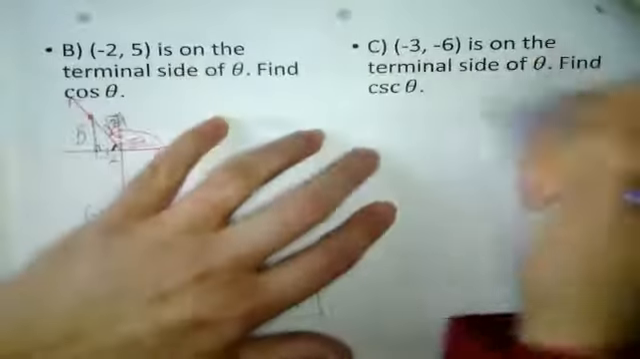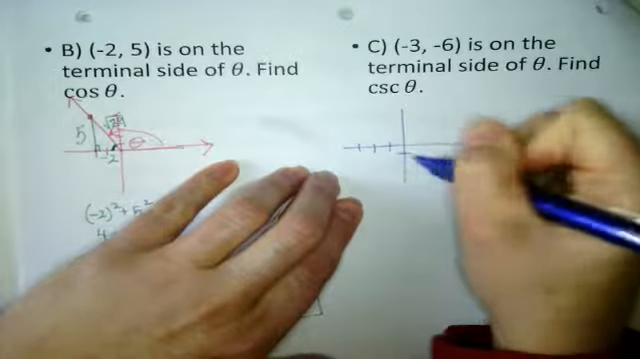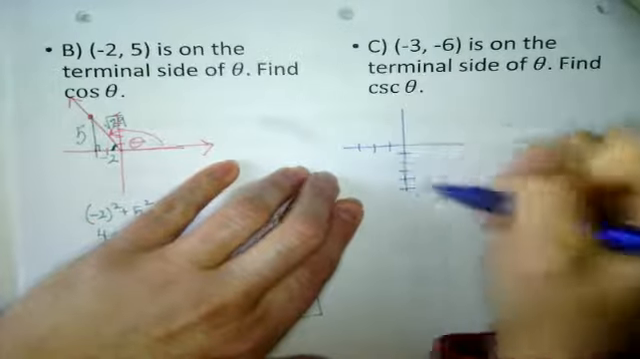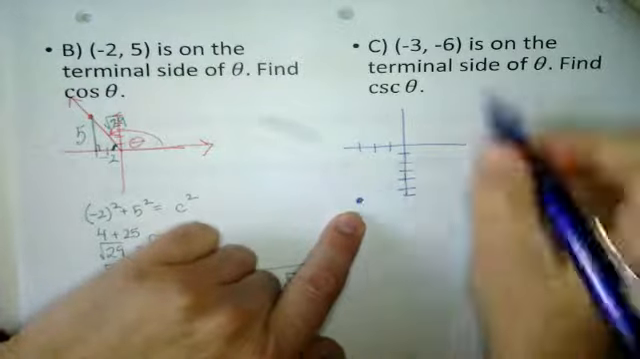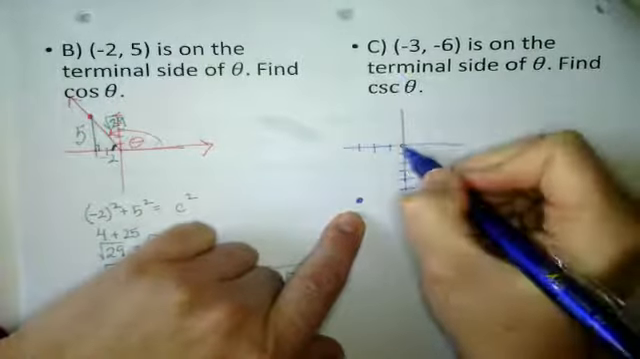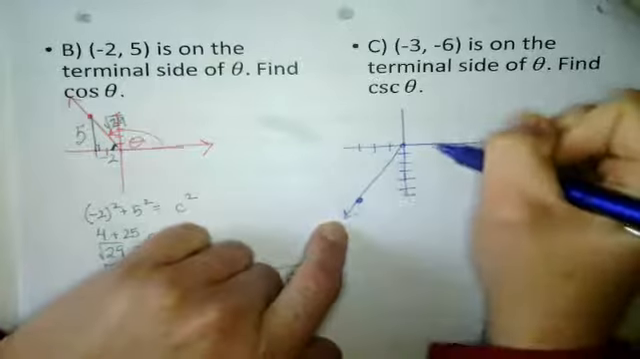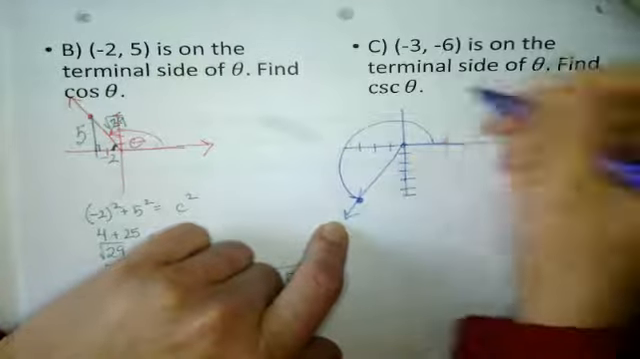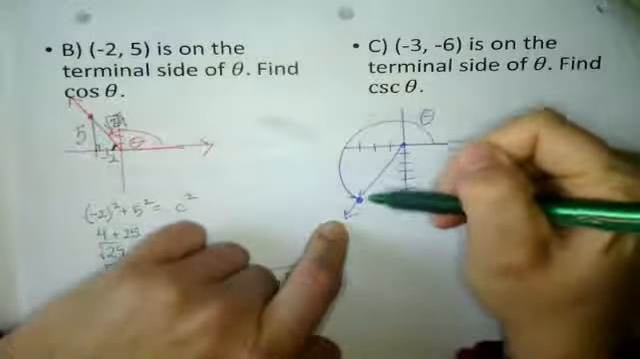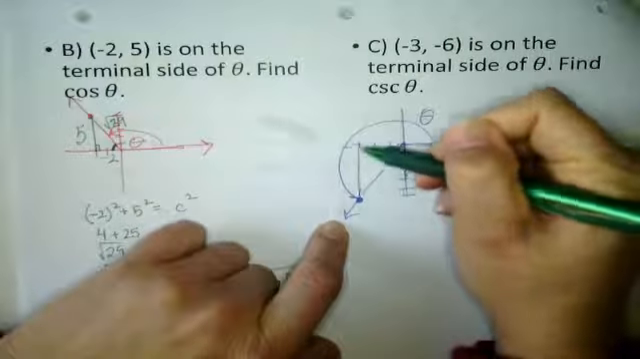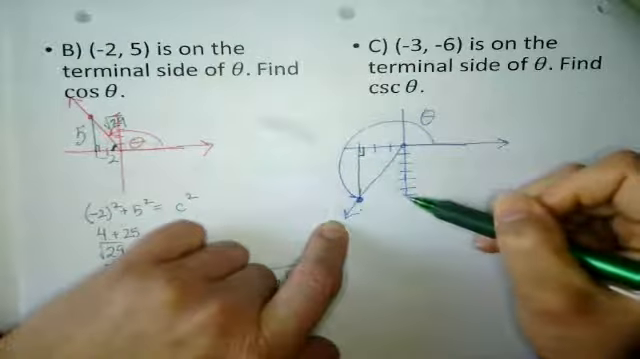One more here, just for giggles. Yes, this is the last one. So make a sketch. Negative 3, 1, 2, 3, 4, 5, 6. There we go. So negative 3, negative 6 is right there, and it's on the terminal side of an angle theta in standard position. So initial side, terminal side, and here is that angle theta. Big angle. So we're going to drop an altitude. Remember, altitudes go to the x-axis, nowhere else. Never draw to the y.